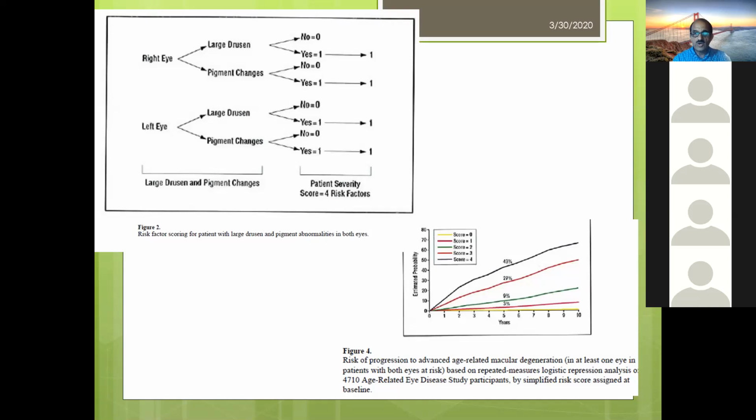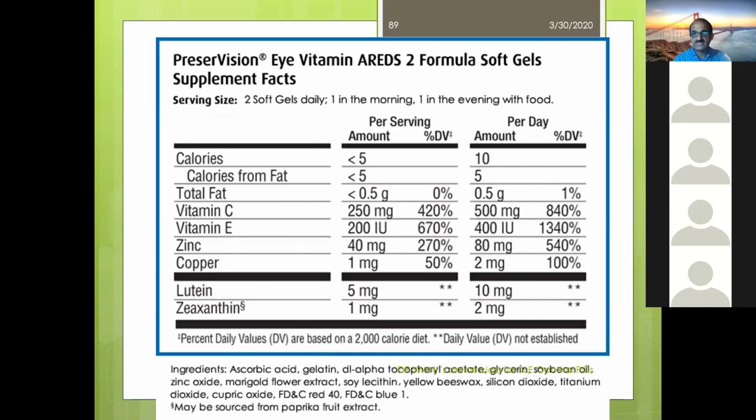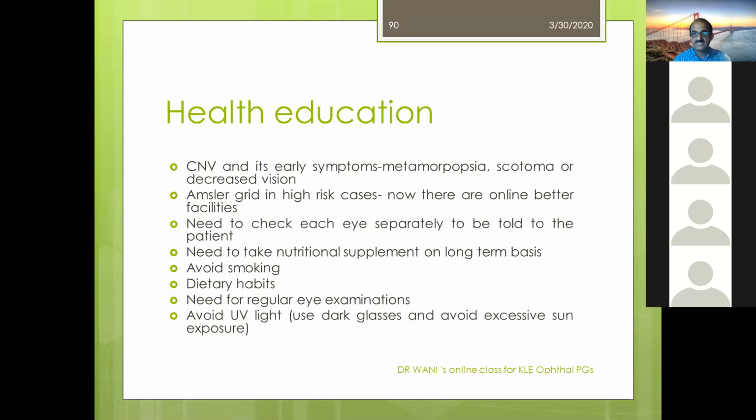So if there are only 3 points, only 27% is over 5 years. But if you go to the 10 years graph here, with the cursor, you can see that almost 60% or 65% will go to advanced AMD, and if the score is less, fewer patients will go to advanced AMD. So these are the conclusions, and this is the treatment I talked about. Every patient who has intermediate disease should receive this treatment indefinitely, and they should give a health history. Now we'll go to neovascular AMD.